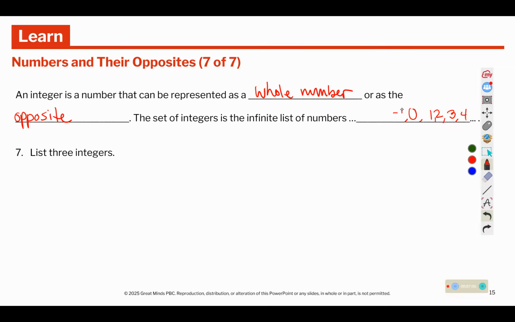The opposite of 1 is -1. Opposite of 2 is -2. Opposite of 3, -3. Opposite of 4, -4. And it says list 3 integers. And it doesn't say they have to be in order. So any integer, any whole number or opposite of a whole number. 271, -52, -1,346. These are all integers.